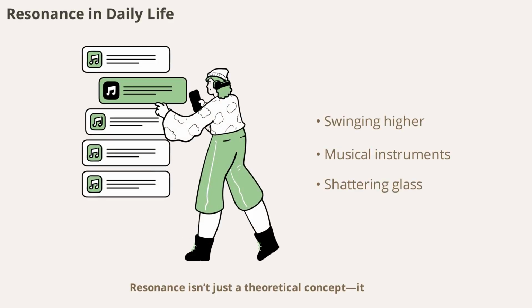Resonance isn't just a theoretical concept. It appears in many aspects of daily life. For example, when you push a swing at just the right moment, it goes higher and higher. Musical instruments like guitars and violins use resonance to produce rich sounds. Even the shattering of a glass by a singer's voice is a dramatic example of resonance in action. These everyday examples show how resonance shapes our world.